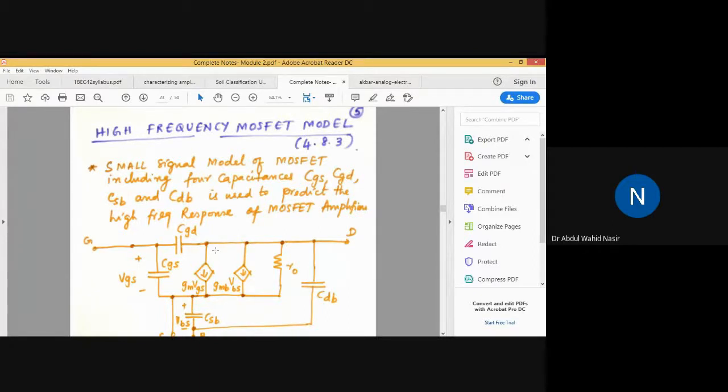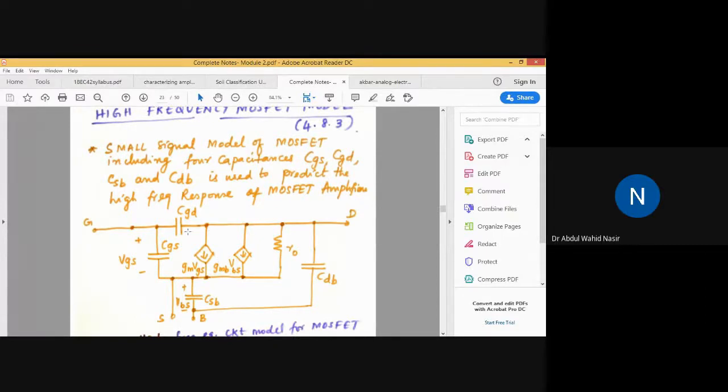There we have the hybrid pi model for a MOSFET circuit. If you analyze that circuit, that part was not there. You have the gate terminal, and from gate to source there is an open circuit. Then at the drain terminal, between drain and source, you have a current flowing, gm into VGS. That is the hybrid pi model you have, and these capacitance terms were not there.